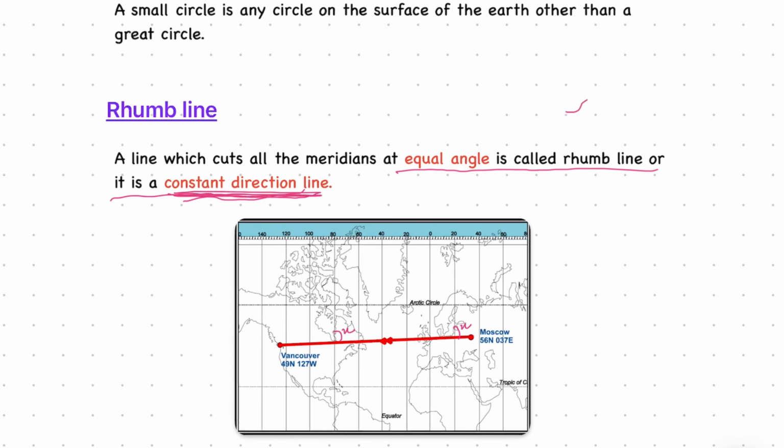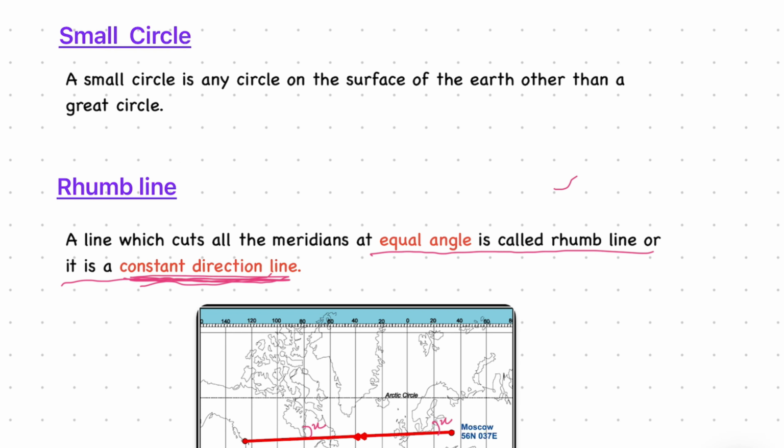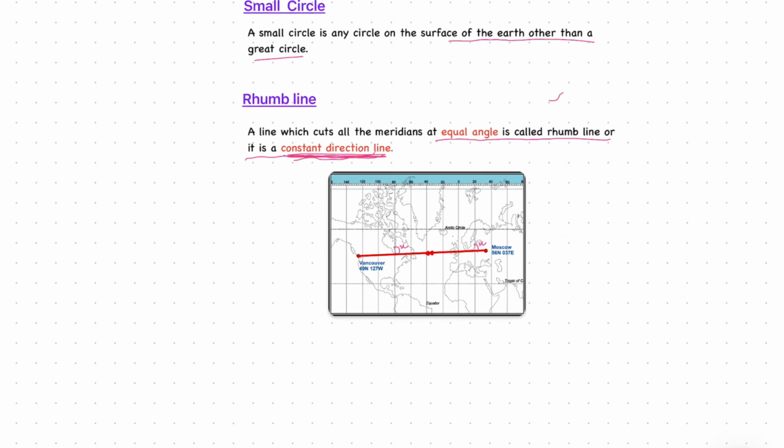Okay, what is this small circle? A small circle is any circle on earth other than a great circle. The circle which is not a great circle is a small circle. Okay, it will also be a shortest distance between any 2 points.